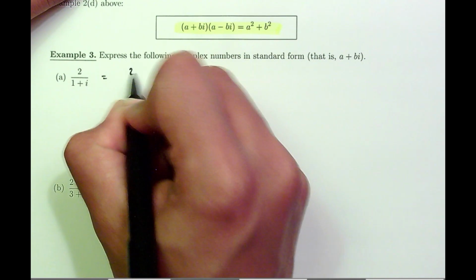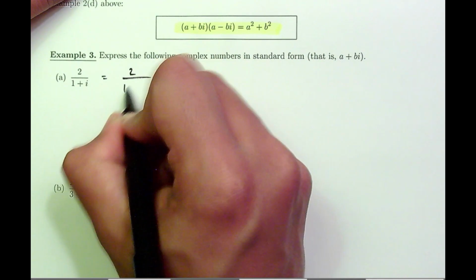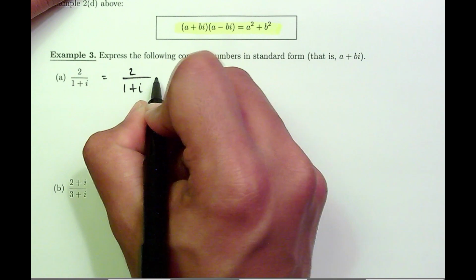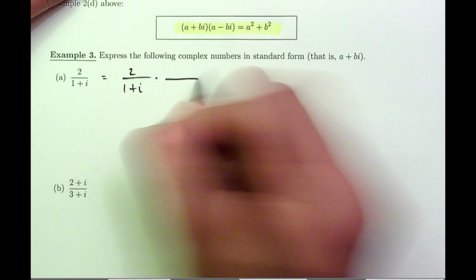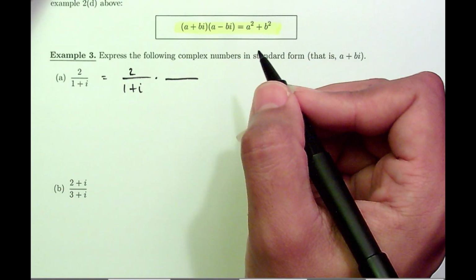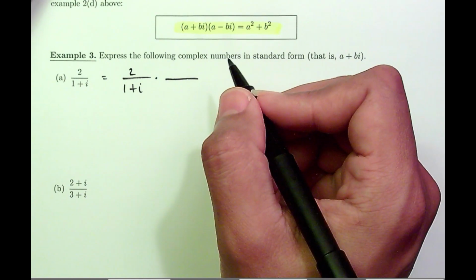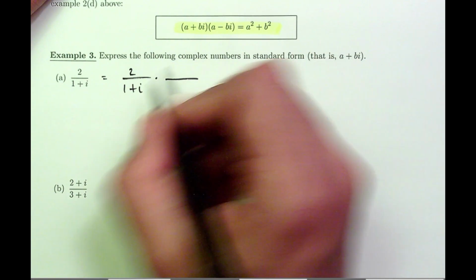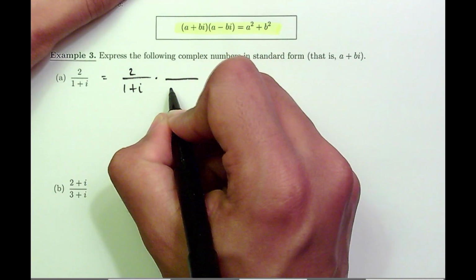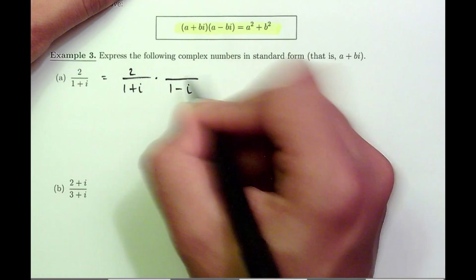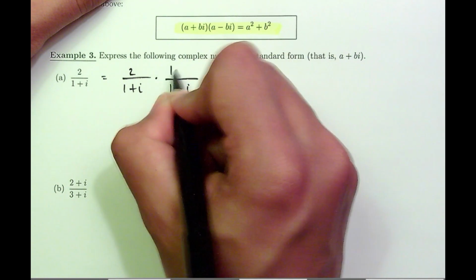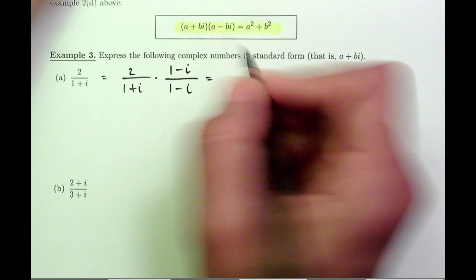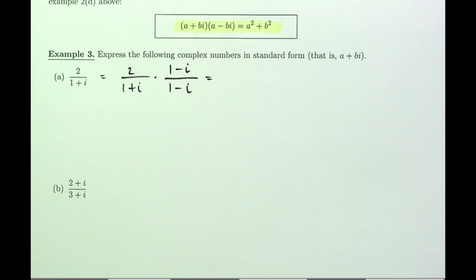What we do is we're going to multiply the bottom. If the bottom has any i's in there, you're going to take the bottom and multiply it by the complex conjugate. The complex conjugate of 1 plus i is going to be 1 minus i, and whatever you do to the bottom, you have to do to the top. So multiply top and bottom by 1 minus i in this case.